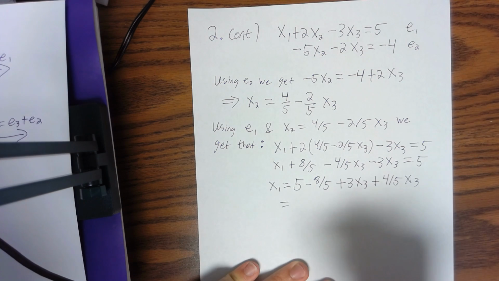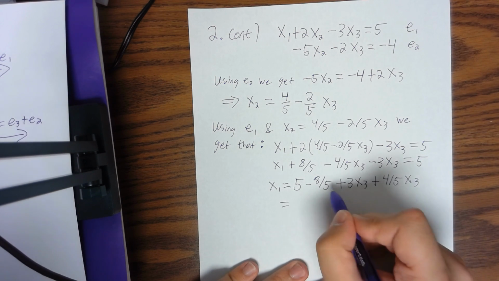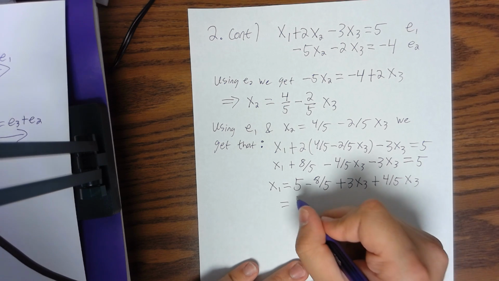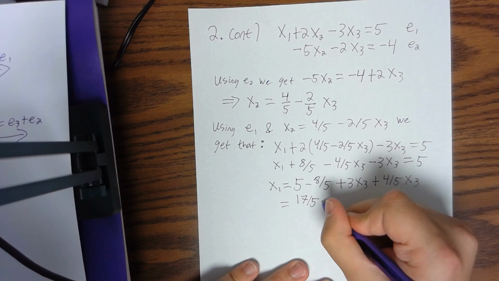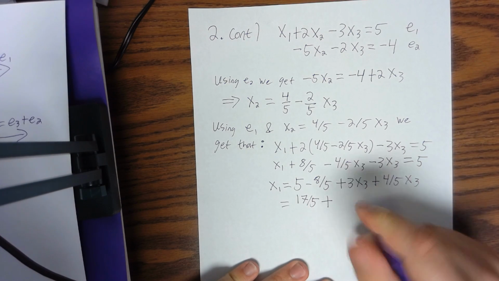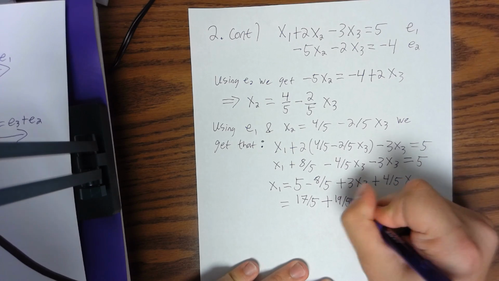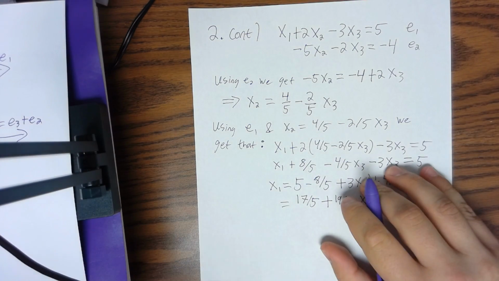Or you can simplify this. So this would be 25 over 5 minus 8. So 25 minus 8 is 17/5, plus, that would be 15, so 19/5 x3. So what is your solution?